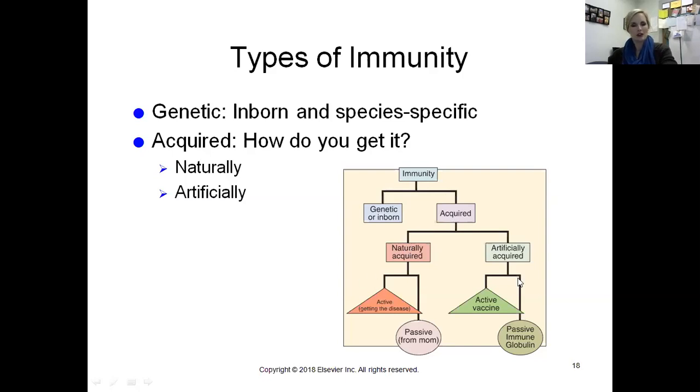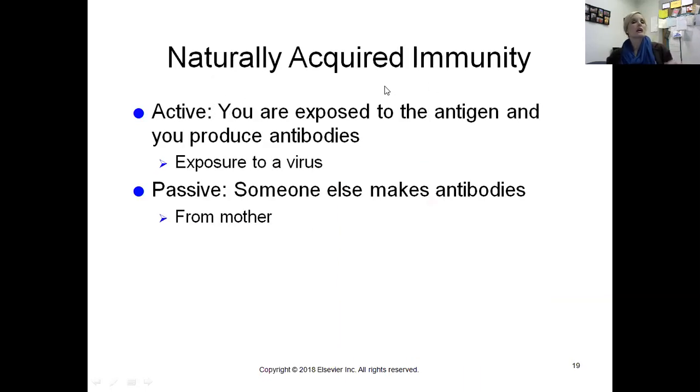We can actually divide this up a little bit further because we're either naturally acquiring that immunity or artificially acquiring that immunity. So you can see down here there's 4 different types. There's 2 types of naturally acquired, and then there's 2 types of artificially acquired. And so the name is just that it's either natural or artificial. So let's look at natural first.